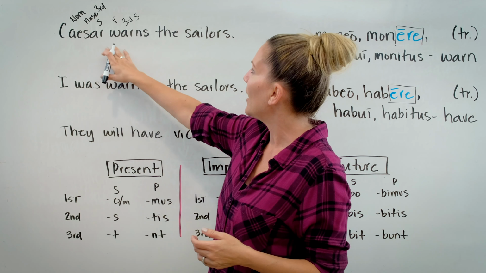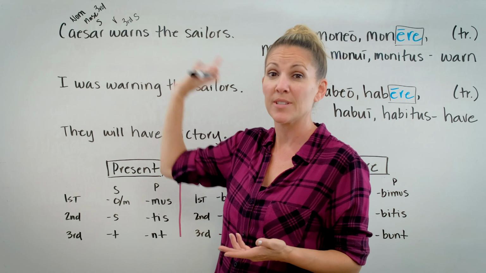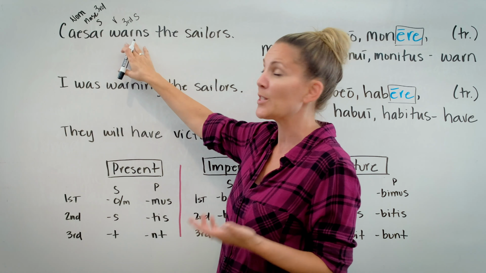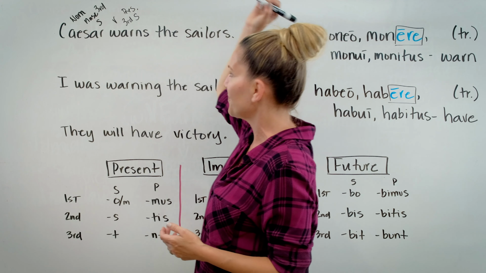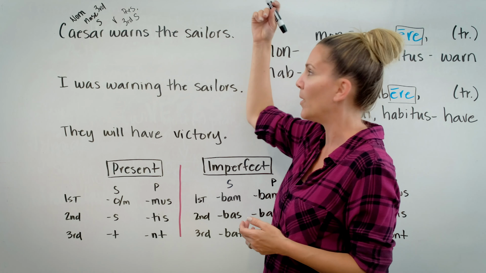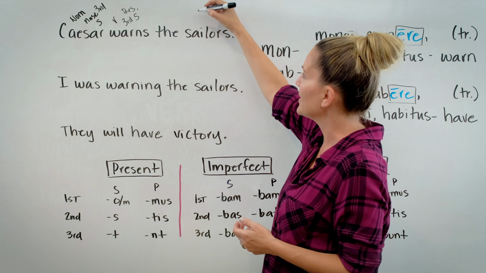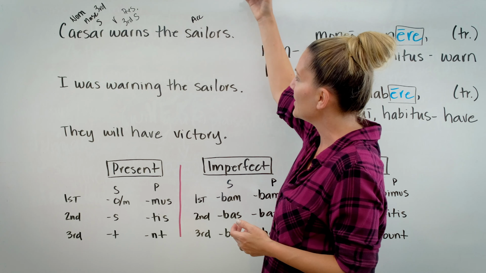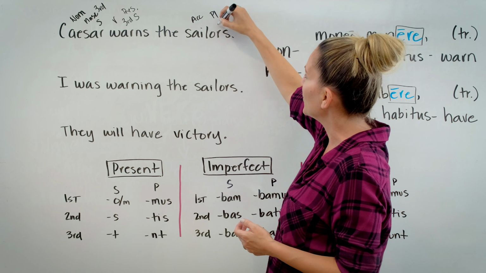I look at this and think, okay, is this present? Is it imperfect? Is it future? Is it going to happen in the future? It's present. It's happening right now. So the present tense. And then can I answer this question, Caesar warns who or what? Yes, he's warning the sailors. So this is my direct object. That is the accusative case. Is it singular or plural? It's plural. Is it masculine, feminine, or neuter?